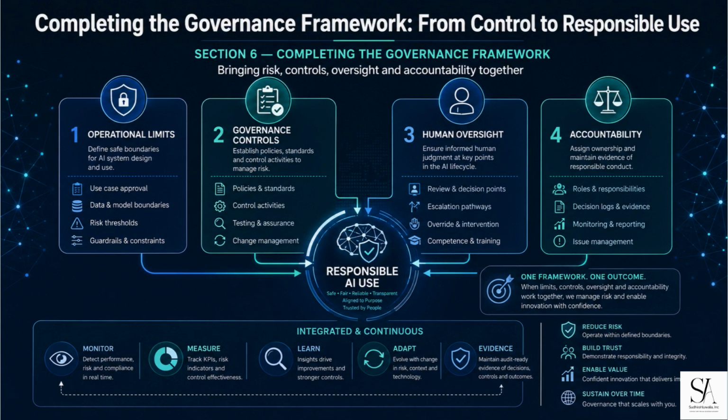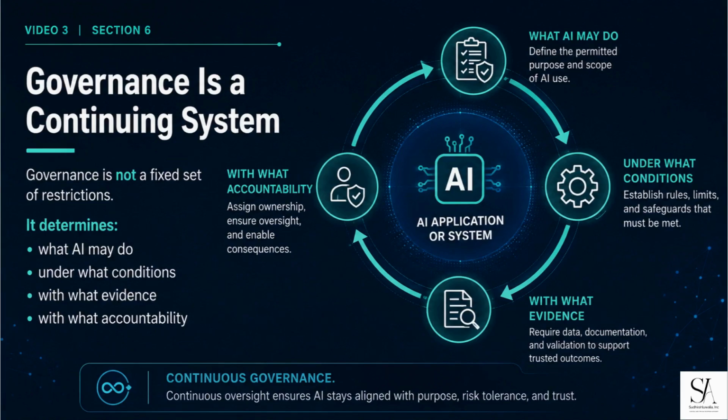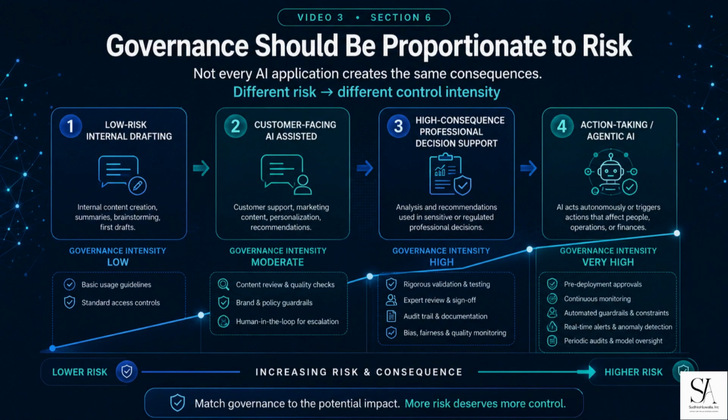The central lesson is that governance should not be understood as a fixed collection of restrictions placed around generative AI. It is a continuing system for deciding what the technology may do, under what conditions, with what evidence, and with what accountability. An important principle is that governance should be proportionate to risk. Not every use of generative AI creates the same consequences, and therefore not every application requires the same intensity of control. Applying the strongest possible controls to every use case would make many low-risk applications unnecessarily difficult to use.